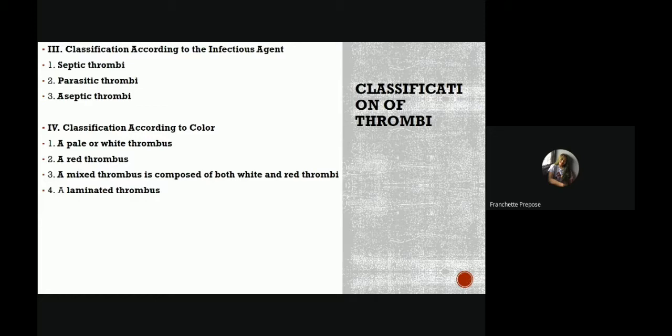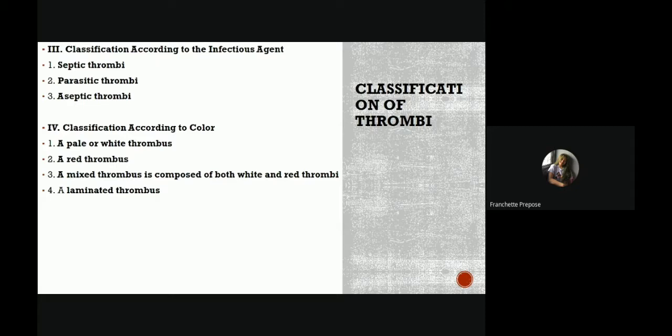Now, the fourth classification is according to color. A pale or white thrombus is white in color and composed entirely of platelets. It is observed in the heart and blood vessels like the aorta, carotid, and femoral arteries.